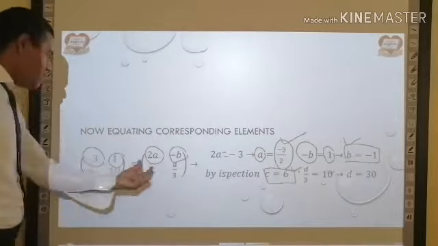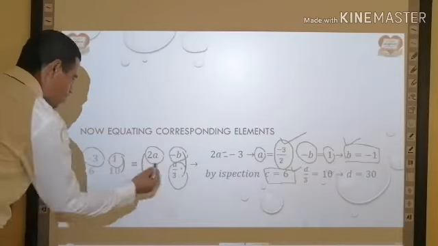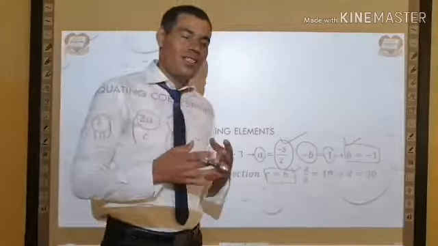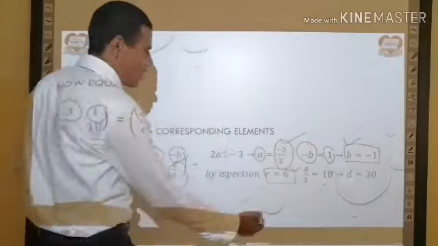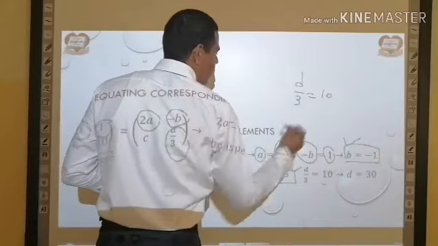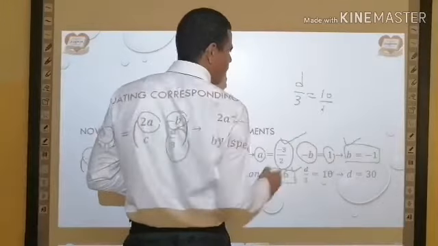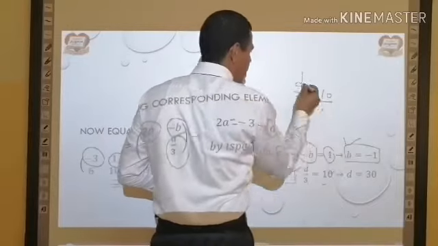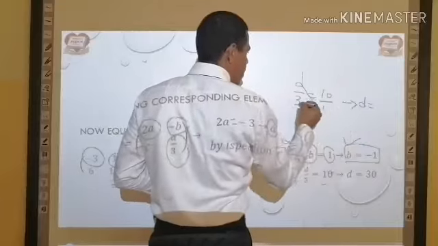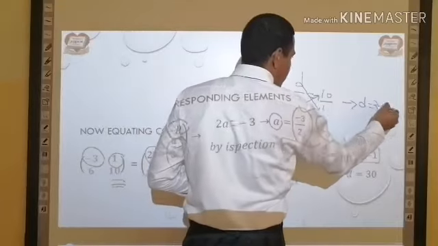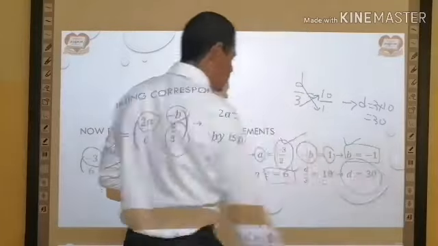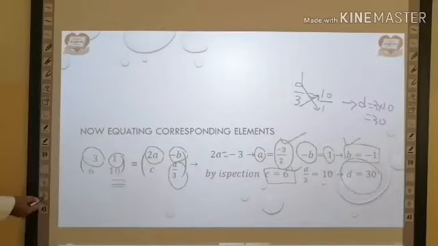And D over 3, my kids, is equal to 10. Then I use cross multiplying to write D as the subject. So this is D divided by 3 equal 10. You can write this as 10 divided by 1. Then multiply D by 1 is D, and 3 multiplied by 10 is 30. So D equals 30.